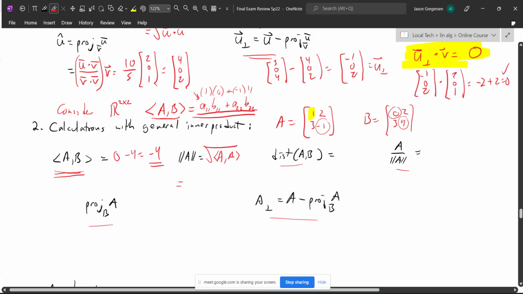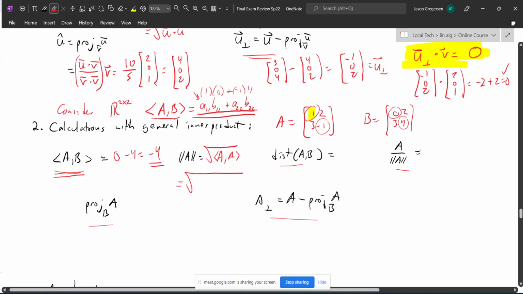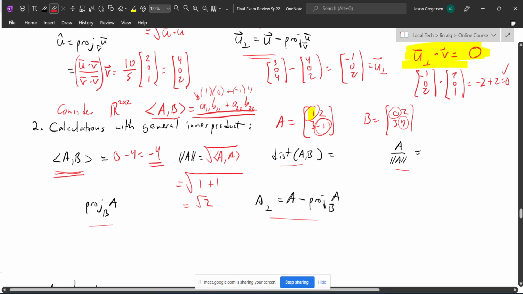Now to do this calculation, it's the square root of A inner product A, which would be A11 times A11 plus A22 times A22. So in this case, it would be this guy times itself plus this guy times itself. It would be 1 plus 1, or the square root of 2. So maybe before today, I had no idea how to talk about the length of a matrix, but now I have a definition that allows me to calculate that.